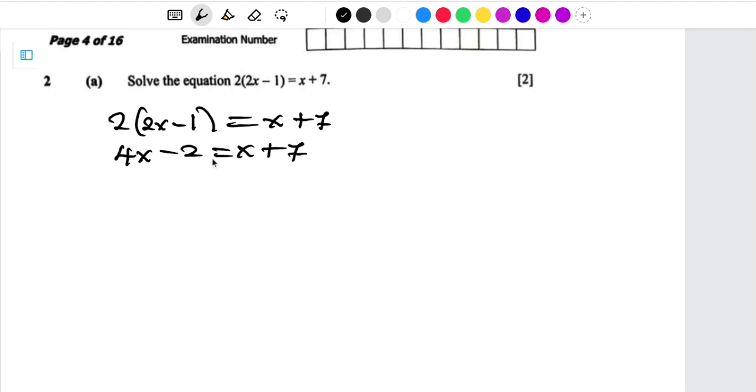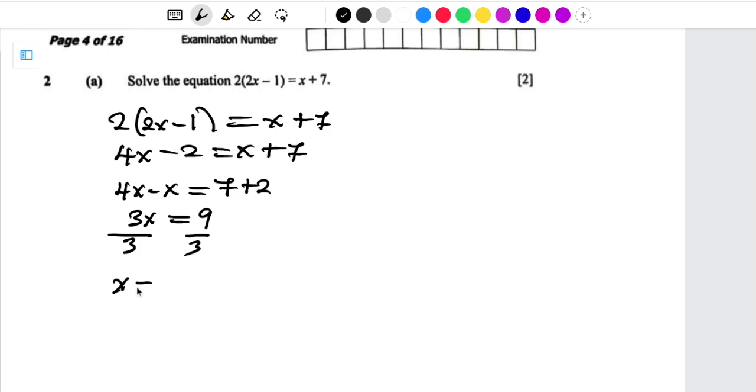Collecting the like terms. This one here will go to this side and this one will go to the other side. This is positive. When it crosses an equal sign, it's going to be negative, or negative x. Then this is negative 2, and it goes to the other side, it is going to be positive 2. So we have positive 7 plus 2. 4x minus x, 3x. 7 plus 2, 9. Dividing throughout by 3, x is going to be equal to 3. So that is how you're supposed to answer that.